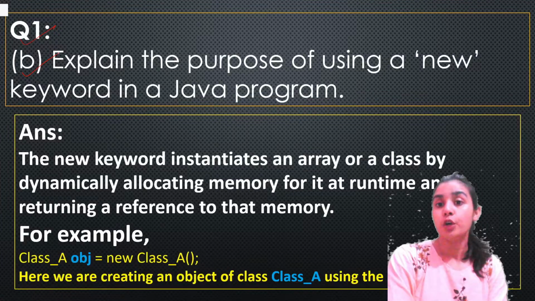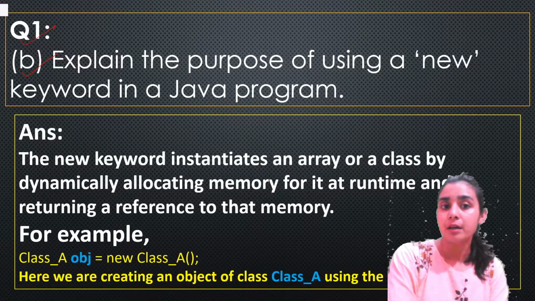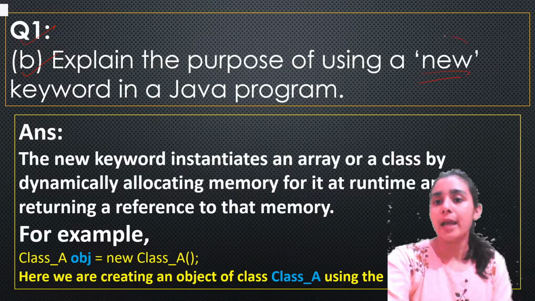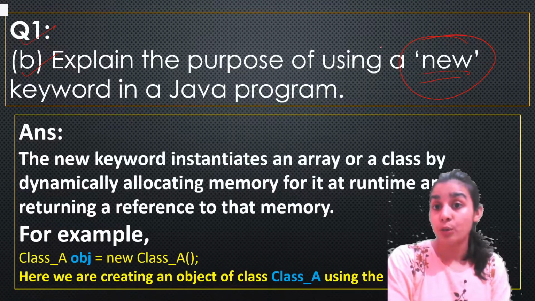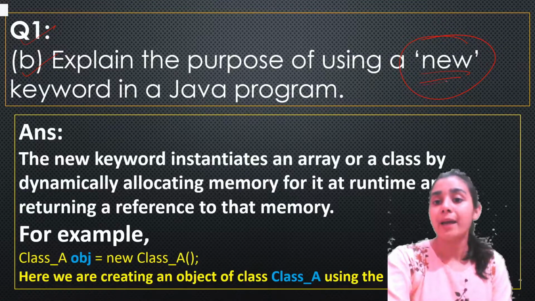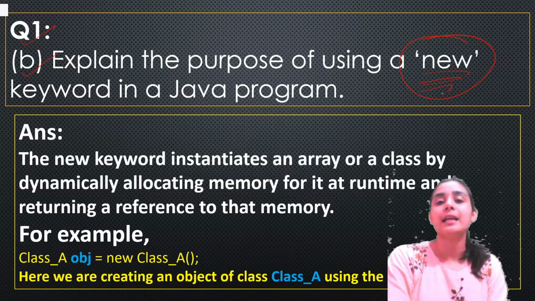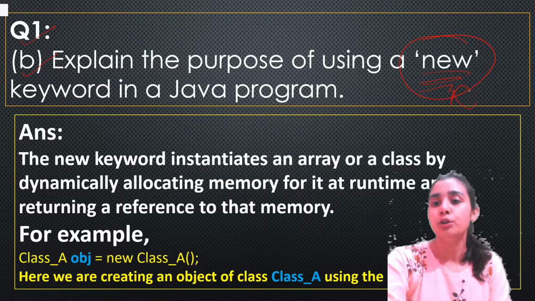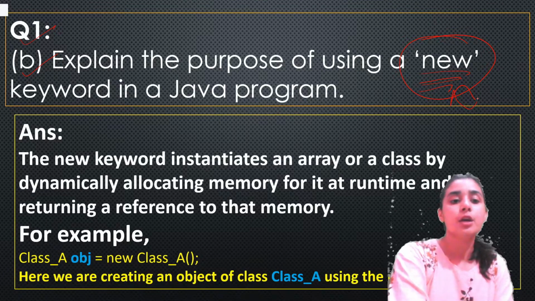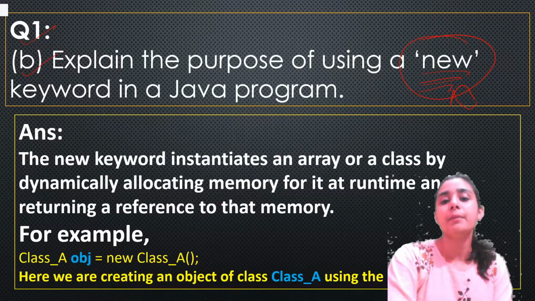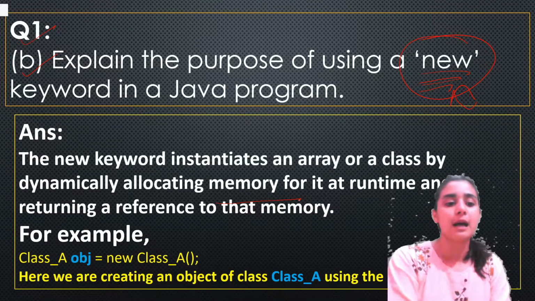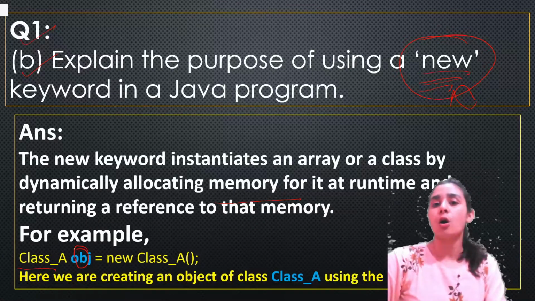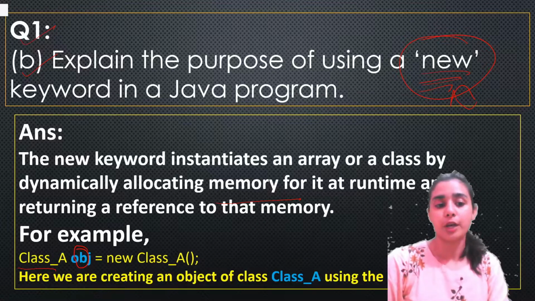Explain the purpose of using the new keyword in a Java program. So new is an operator here. Basically, when we are creating an object, at that time we are using new. Why are we using this? To allocate memory to that particular object. For example, this is my class A, and this is the object of my class.